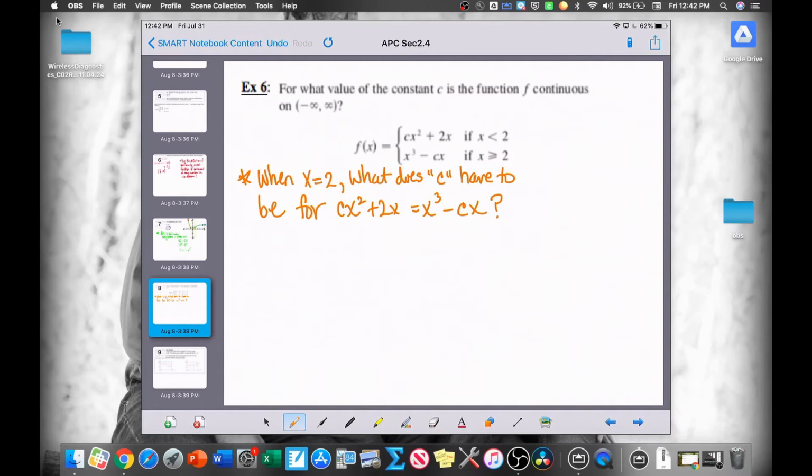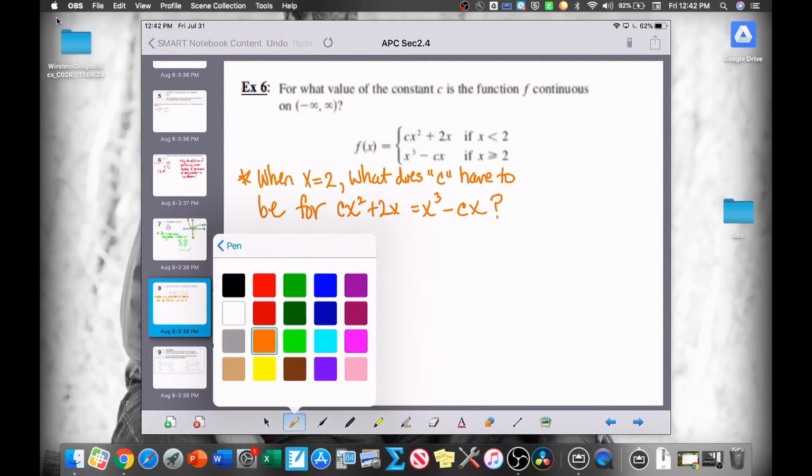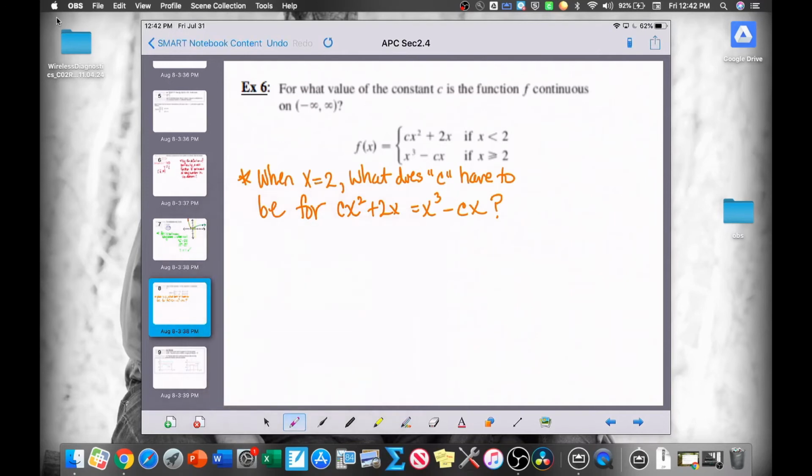So this is what we have to show, that cx squared plus 2x is equal to x cubed minus cx when x is 2. So I'm going to go ahead and plug 2 in for x, and I'm going to solve for c and figure out what c value would make this happen. So c times 2 squared plus 2 times 2 is equal to 2 cubed minus c times 2.